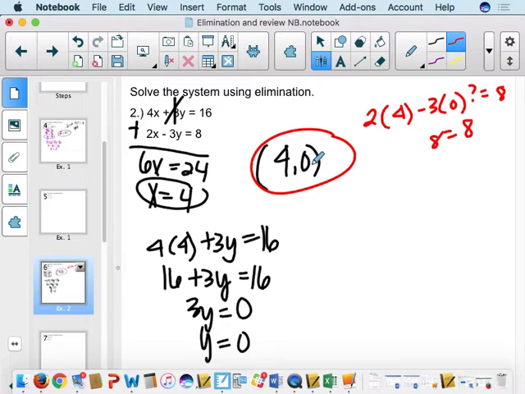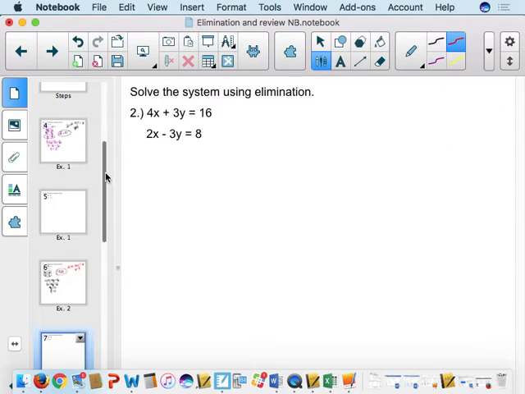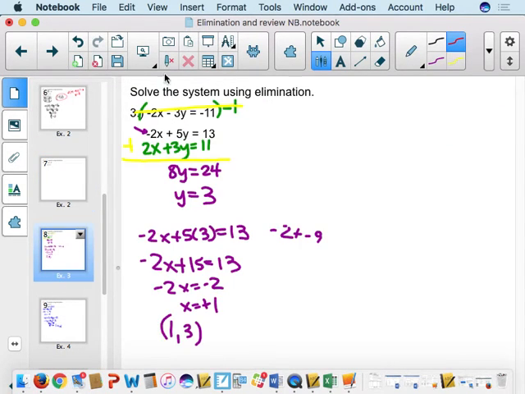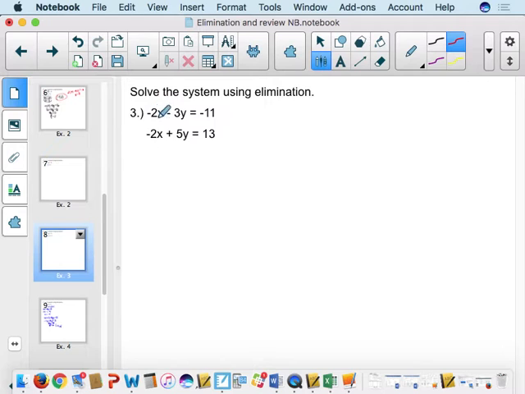All right. So looking at example number 3 and 4, these would both be examples that we're not quite ready to eliminate. So if we look at example 3, we have negative 2x, negative 3y, negative 2x, and positive 5y.